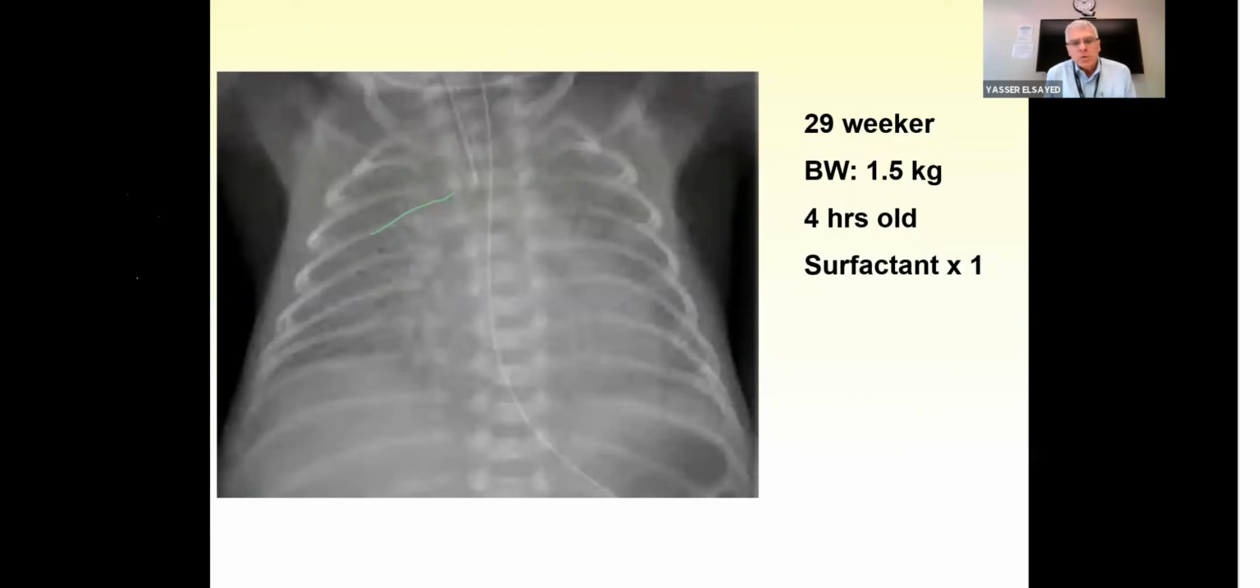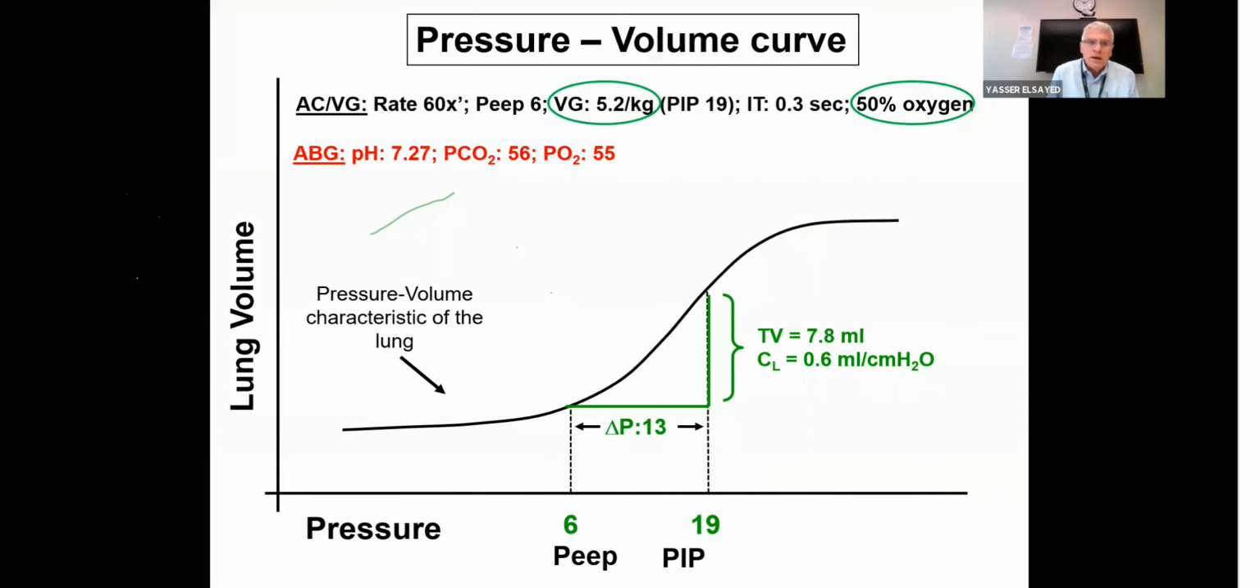Another example, we have a 29-weeker, 1.5 kilo. This baby is 4 hours old. You've given surfactant once, but as you can see on that X-ray, those lungs look very awful. So this baby has not responded well to surfactant. You have this baby on AC/VG, rate of 60, PEEP 6. You're using a volume of 5.2 per kilo, and that gives you a PIP of 19. You're using an inspiratory time of 0.3 seconds, and the baby is on 50% oxygen. You do a gas, the gas is reasonable: 7.27, CO2 is 56, and your PO2 is 55. But you're concerned because you're using a high volume and you're on 50% oxygen.